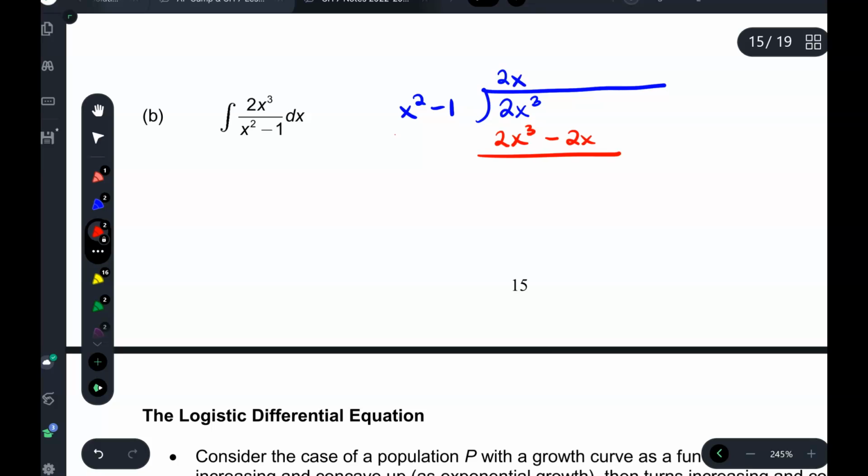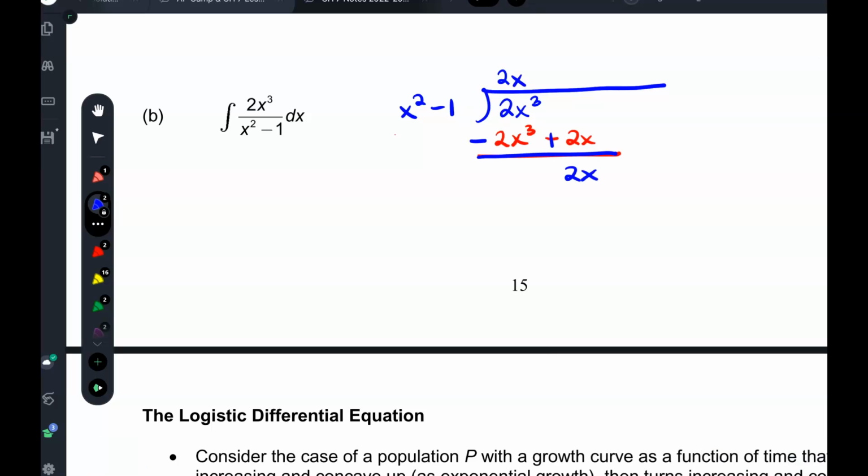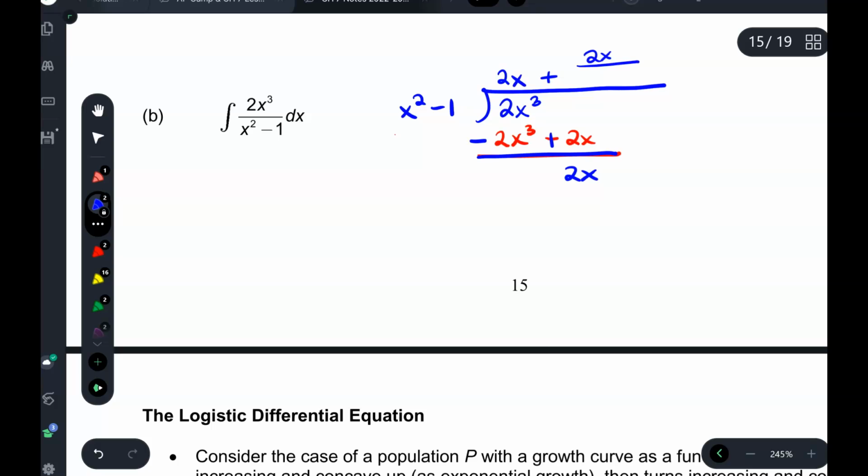2x is remaining. I do the draw the line, change the sign, and combine, or you can subtract. Draw the line, change the signs, and combine. Now, it doesn't go any further, does it? So we have 2x over.